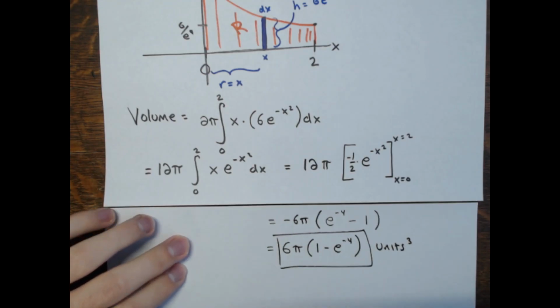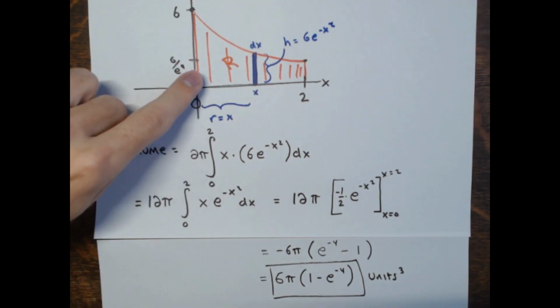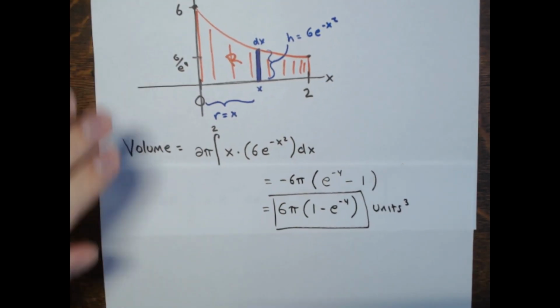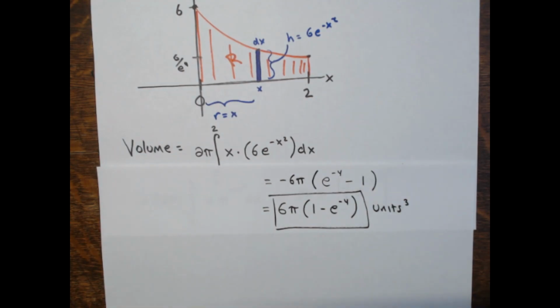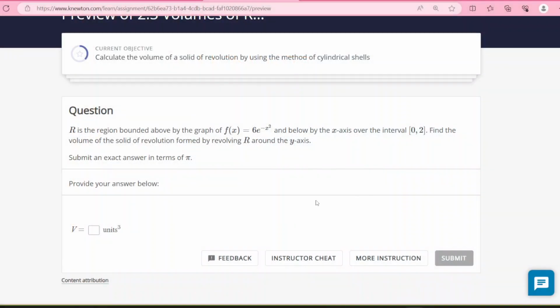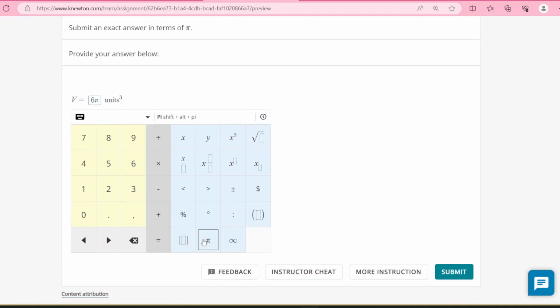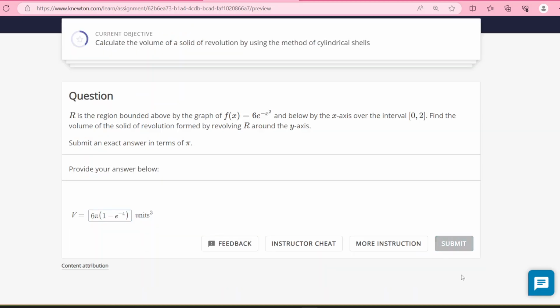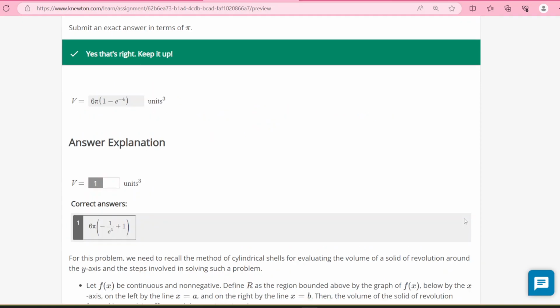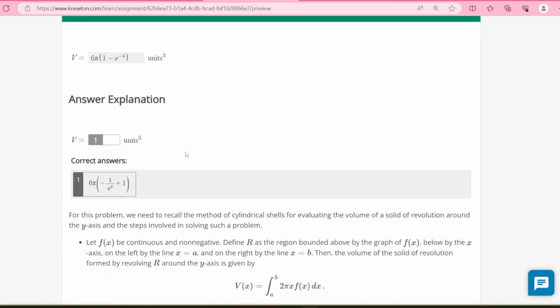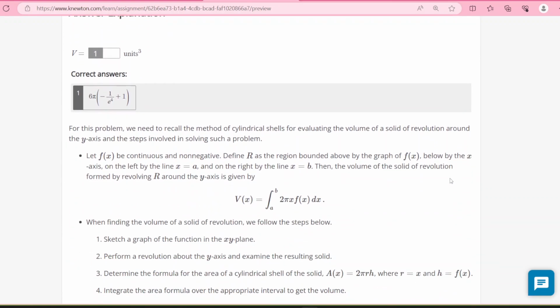Cubic units of the 3D shape created by rotating this region around the y-axis: 6 pi times the quantity 1 minus e to the negative fourth. That should be good there. They wrote it some other way, but the way I have it is equivalent.